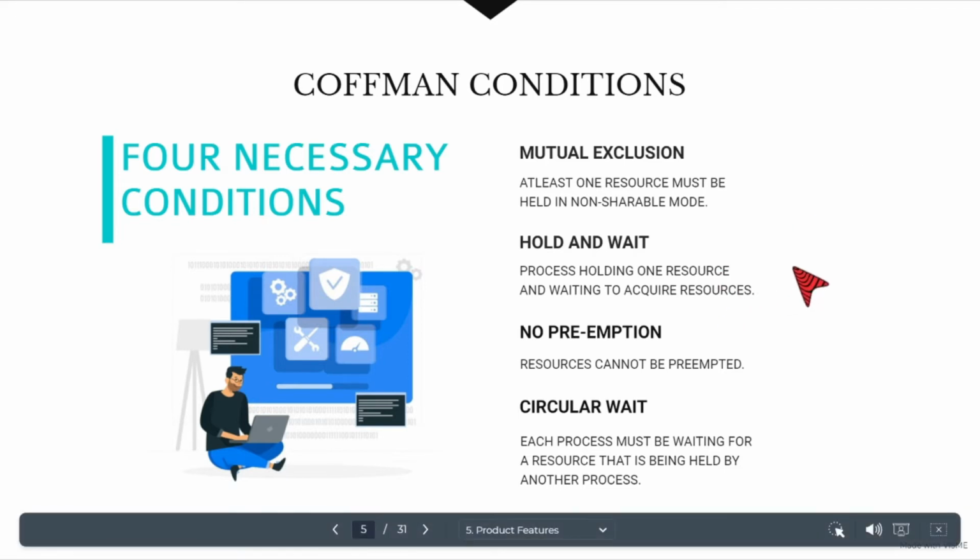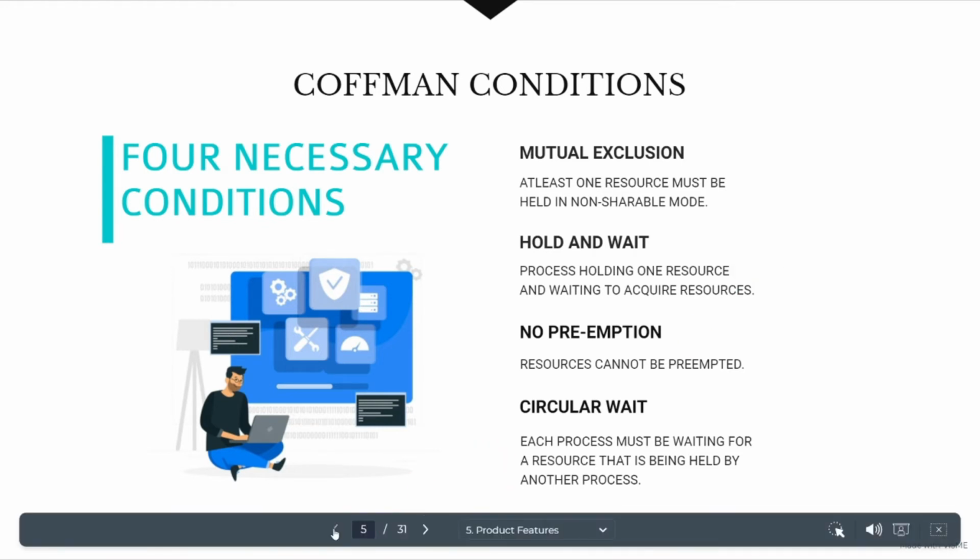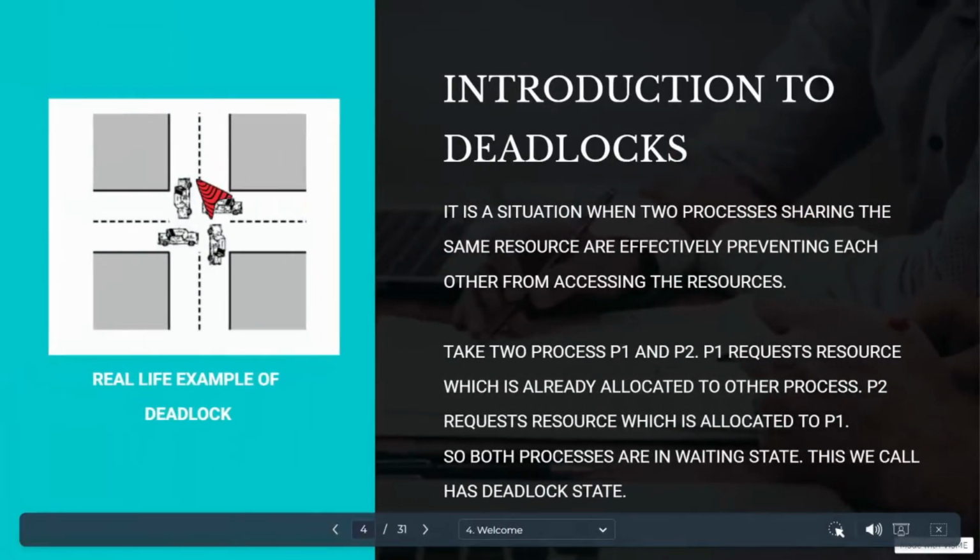The next thing is hold and wait. A process holding one resource and waiting to acquire other resources. Let me go back and say this. You can take this car, it wants to go to this side of the road. So it is in a waiting state. It wants to go to the other side, which is a resource. The other side is a resource. So it wants its resource and it is in its waiting state, not allowing this process to go to its resource.